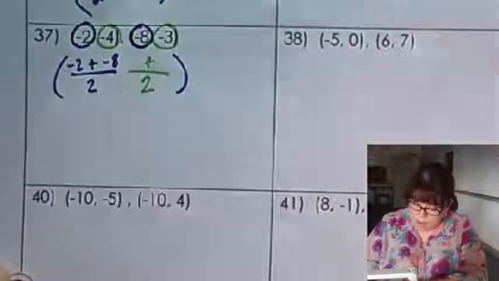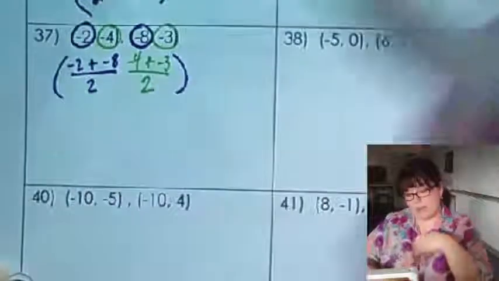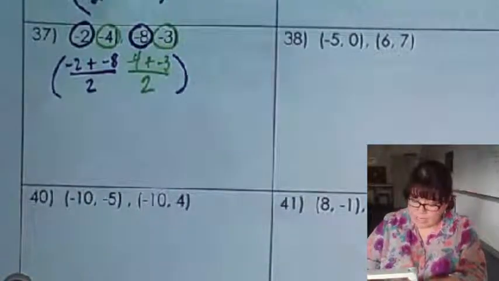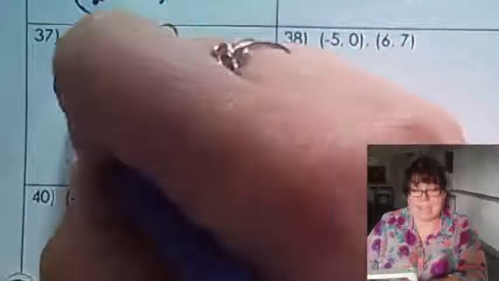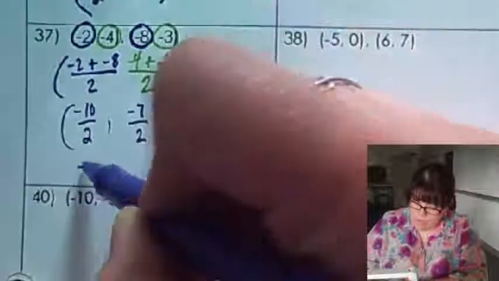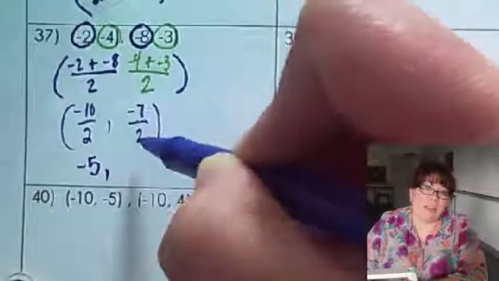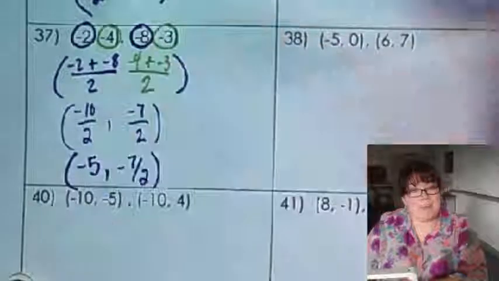So we're going to do -2 plus -8 for our x's, and our y's are going to be -4 plus -3. Now let's go ahead and figure out what that's going to be. -2 and -8 gives me -10, divided by 2. And then -4 and -3 gives me -7, divided by 2. And I can simplify that, so I'm going to keep going. -10 divided by 2 is just going to be -5. -7 divided by 2 I can't really simplify, so I'll leave that one as a fraction. That's fine. And there's my midpoint.